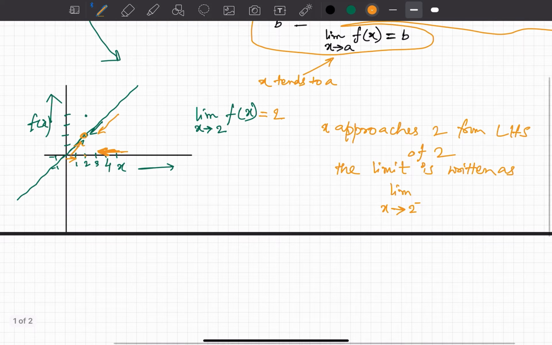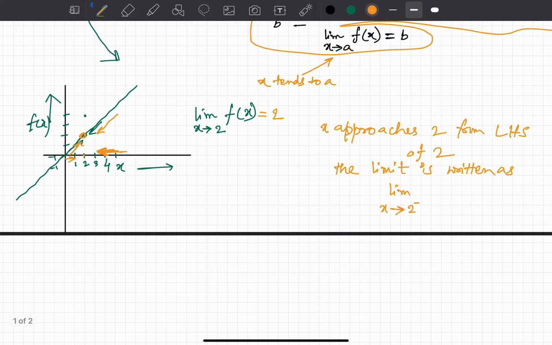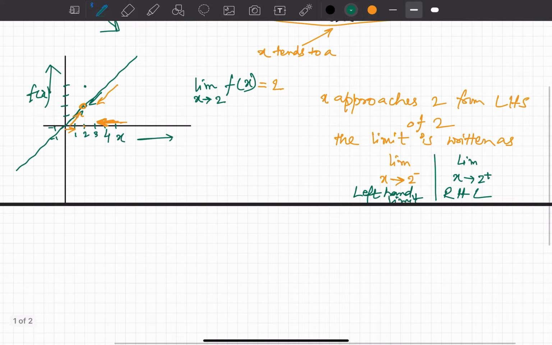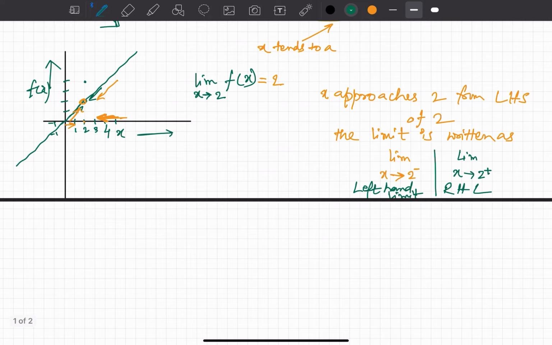And when x approaches 2 from the right hand side, it is shown as limit x tends to 2 but from the positive side. This is the left hand limit, and this is the right hand limit. In this case we can see that both the limits are equal.